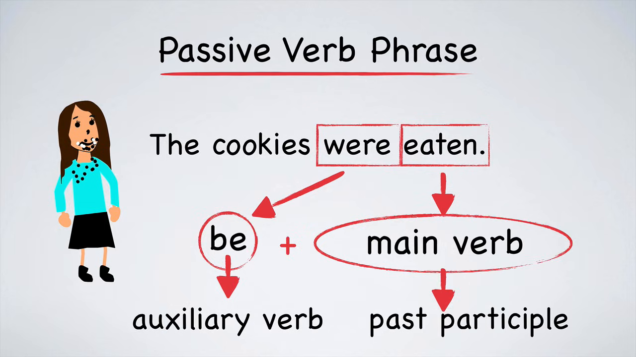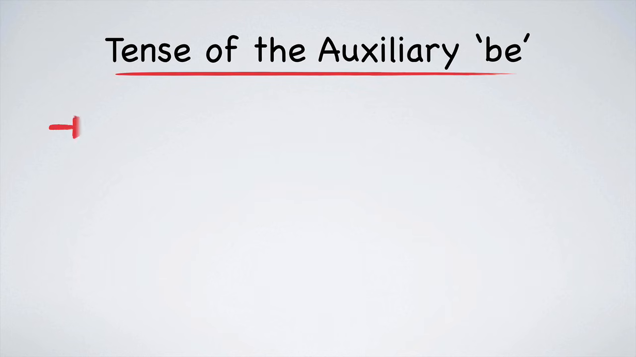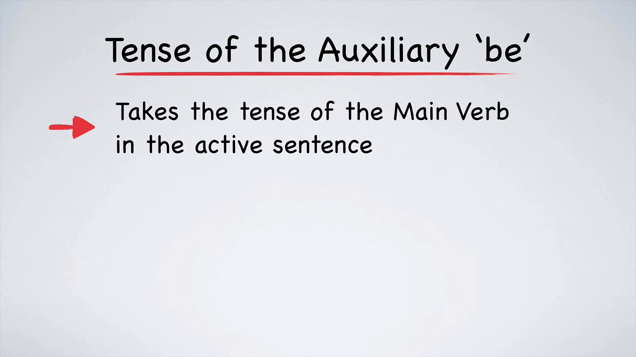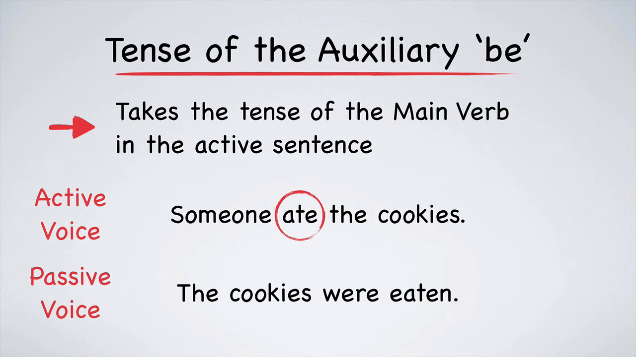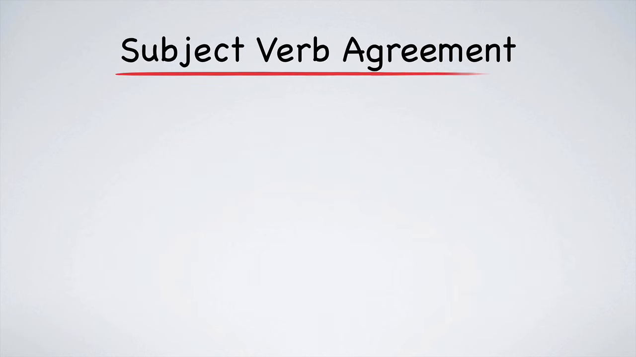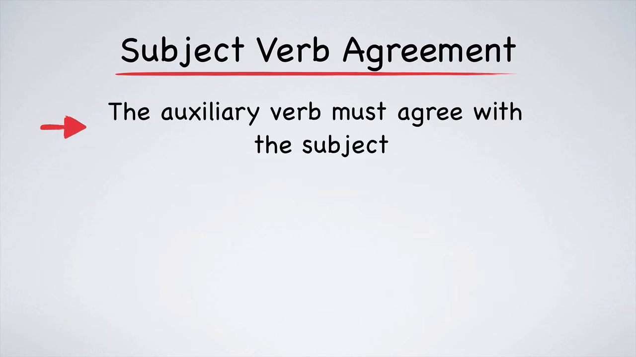A few words about the auxiliary be. It takes the tense of the main verb in the corresponding active sentence. In this case, the active sentence is someone ate the cookies. The main verb is in the simple past. So be in the corresponding passive sentence is also in the simple past. The main verb is then written in the past participle form. Another important point is that the auxiliary be here must agree with the subject.